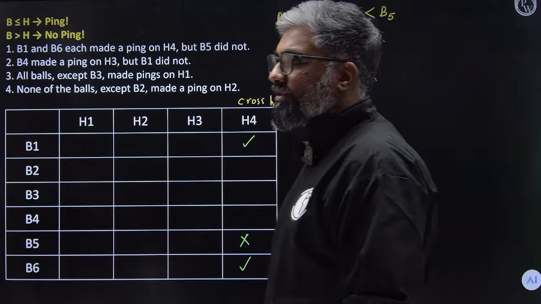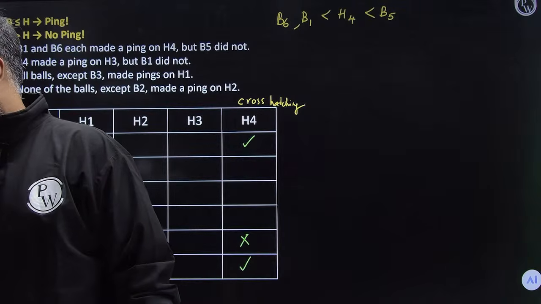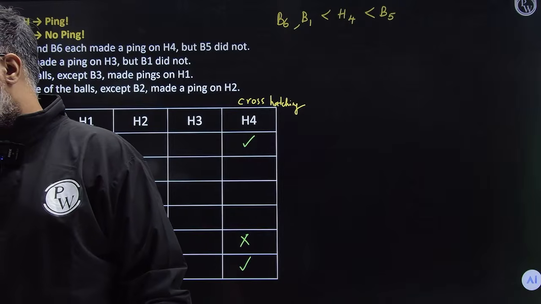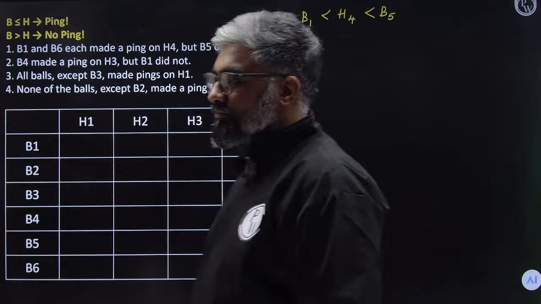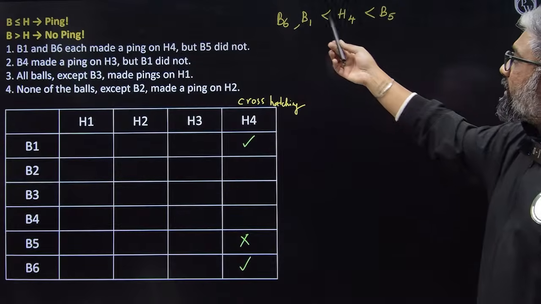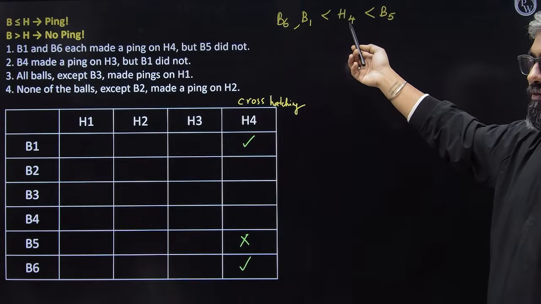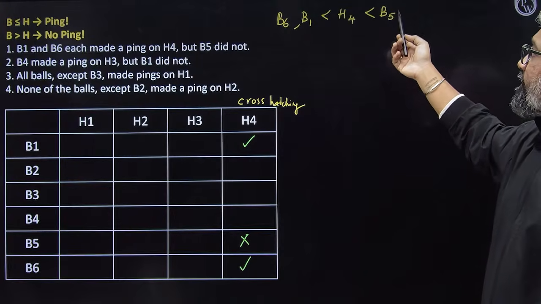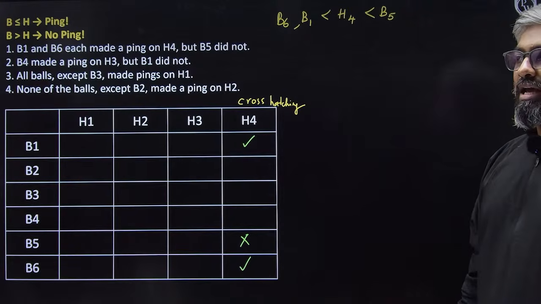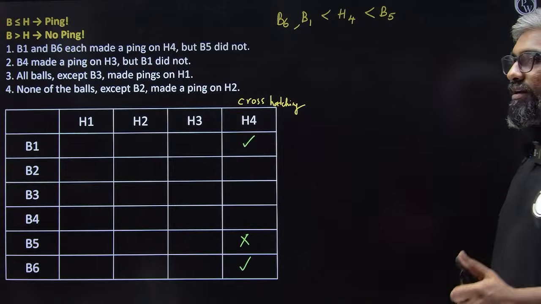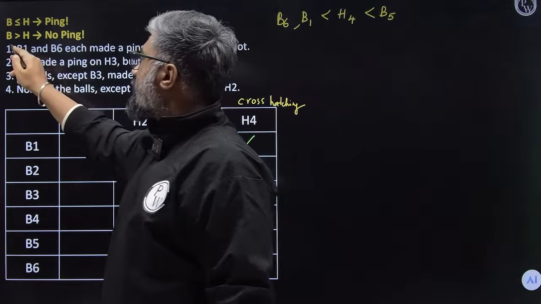Say yes if you agree with this, guys. Quick, everybody. Yes. So B1 and B6 are lesser than H4 and B5 is larger than H4. Correct? Perfect. Very good. This one is done.